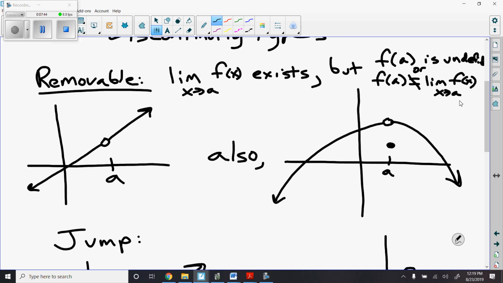Okay. So if we know a limit exists, but either f of a is undefined or f of a does not equal the limit as x goes to a of f of x, we know we're dealing with a removable discontinuity. That's important. A lot of students can easily tell by the graph, but then I give them a function and they're unsure. Okay. Jump discontinuity.